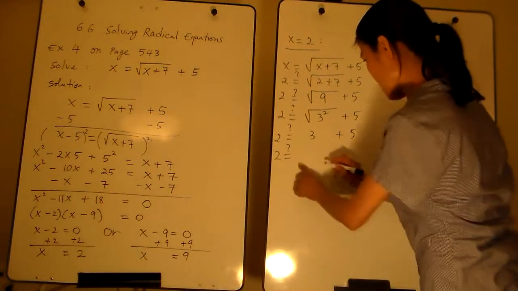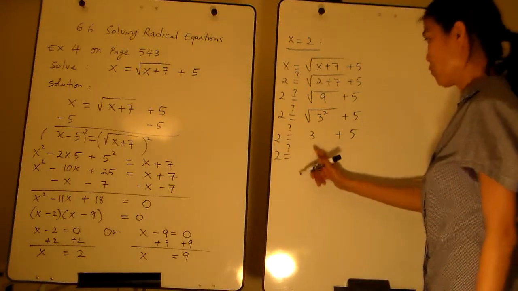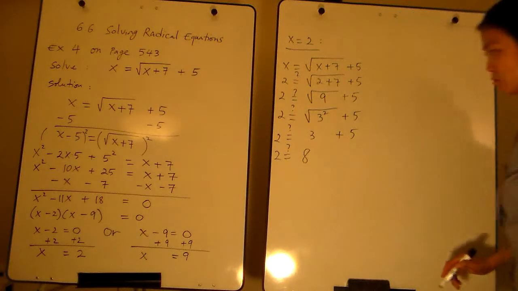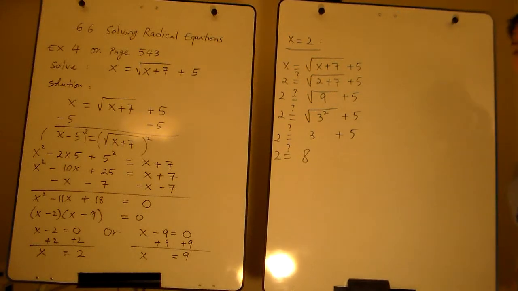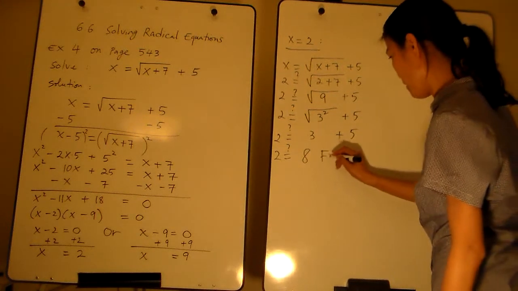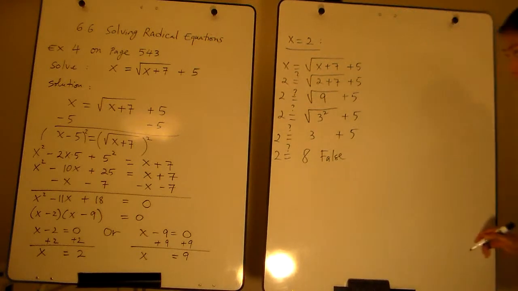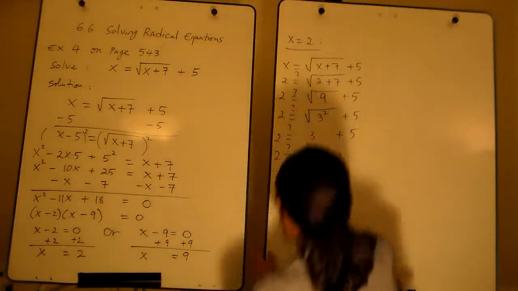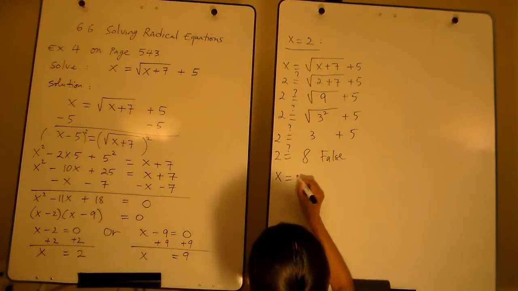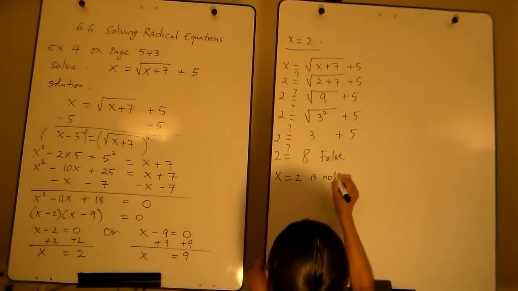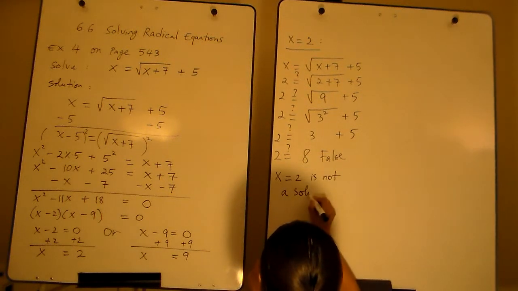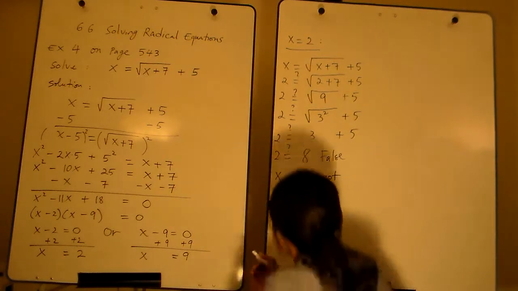The question is to see if the right hand side is still equal to the left hand side, 2. So 3 plus 5 is 8. So guess what? 2 equal 8, which is false, right? This is a false statement. That's why x equal 2 is not a solution.